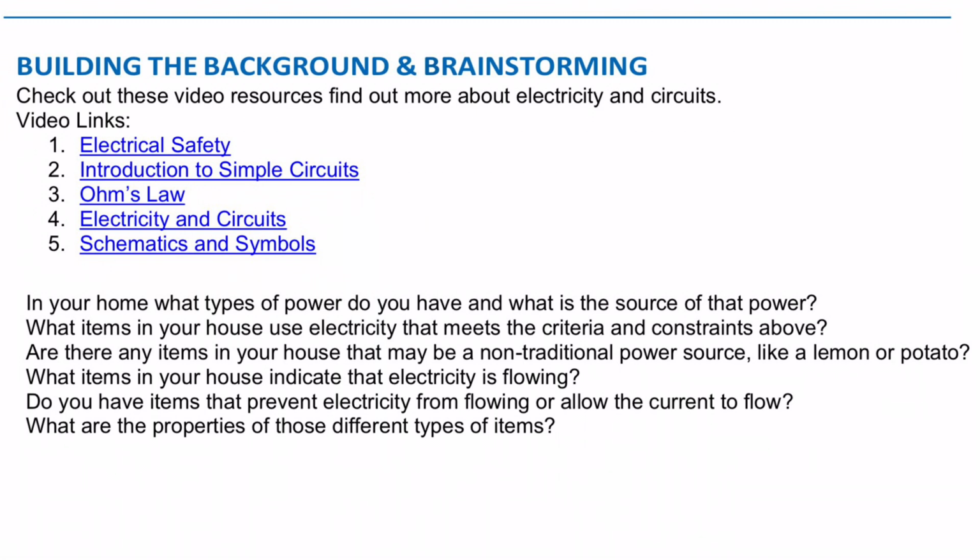What items in your house indicate that electricity is flowing? Do you have items that prevent electricity from flowing or allow the current to flow? And what are the properties of those different types of items?